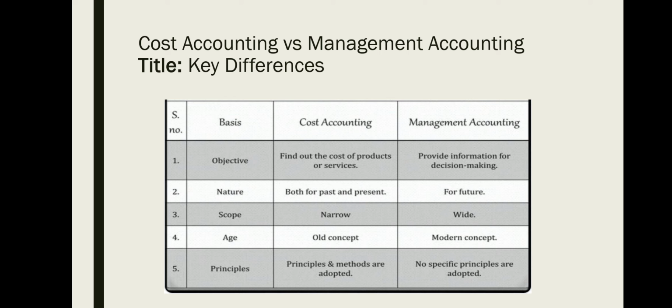The next point is age. Cost accounting is an old concept and management accounting is a modern concept, and it has a wider scope. Last but not the least, that is principles. Cost accounting follows some principles and methods which are adopted while costing the products. On the other hand, in management accounting no specific principles are adopted. We have discussed in the previous slide that no prescribed formats are used by the organization. They are just doing management accounting according to their needs.